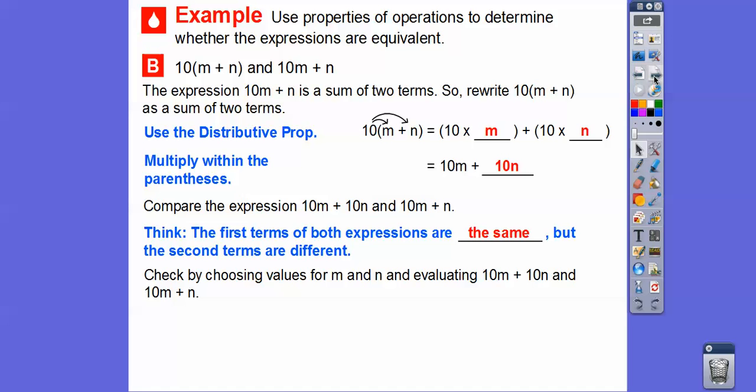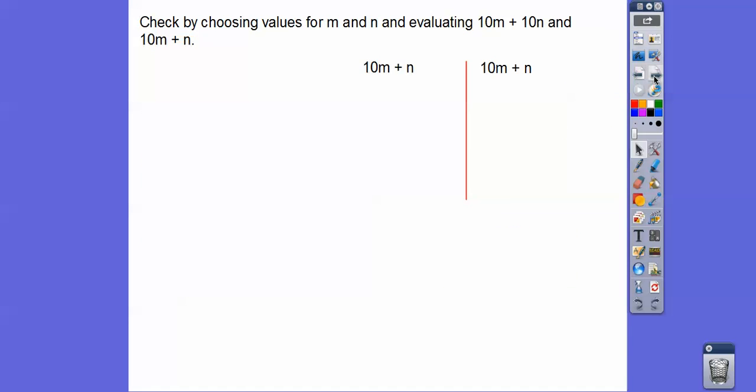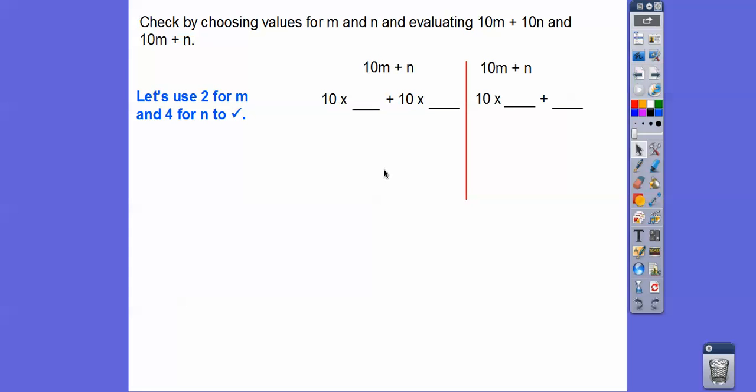And what we're going to do is check by choosing values for m and n, M&Ms, and then evaluate 10m plus 10n and evaluate 10m plus n. So let's slide that up, and we'll just choose nice small numbers. We'll use 2 for m, so we'll plug in 2 right here, and we'll use 4 for n. We'll put in 2 right here, and we'll put in 4 right here, and we'll show that they are not equivalent expressions. So here we go.